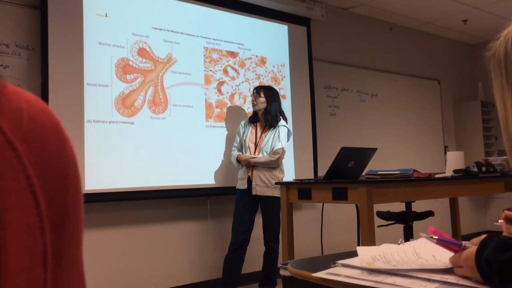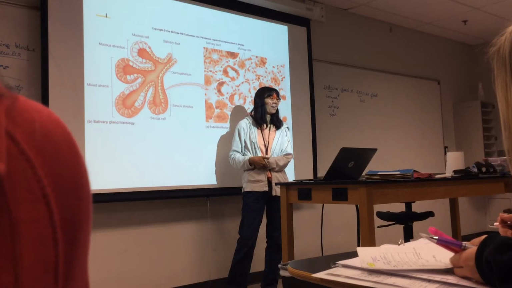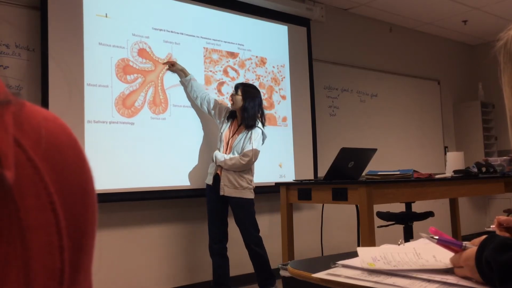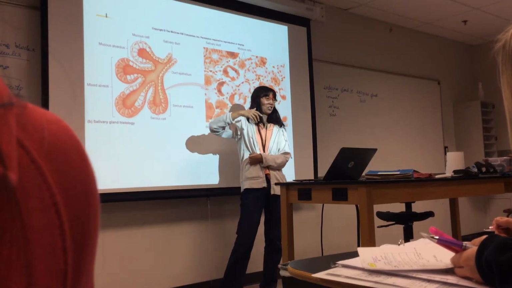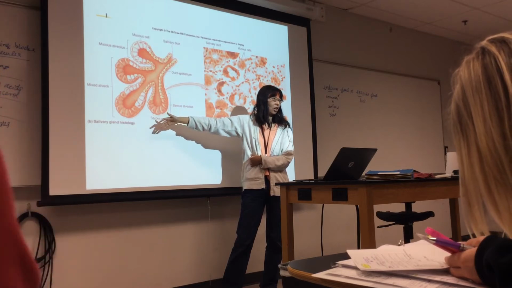So what do you guys think? Is this branch or is this simple gland? It's branch, because the duct comes down and it starts branching. Agree? That's what a branch duct or branch gland looks like. So this is compound gland.